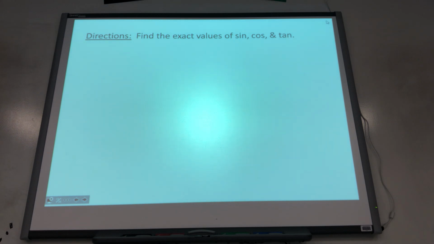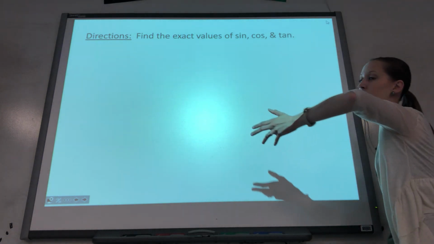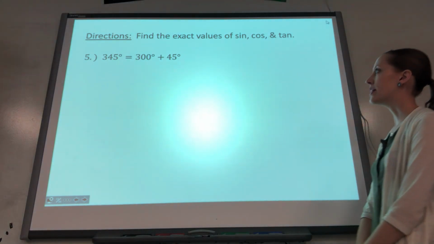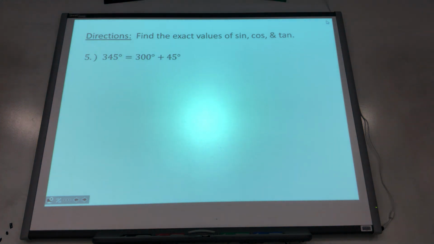By the way, there's a bunch of formulas in section 5.4. It was all of our sum and difference formulas. I'm not putting them all back up here right now, but they're in your notes somewhere, so make sure at some point before tomorrow on your cheat sheet that you get all of those formulas on there. Okay, example 5 says 345 degrees equals 300 degrees plus 45 degrees.